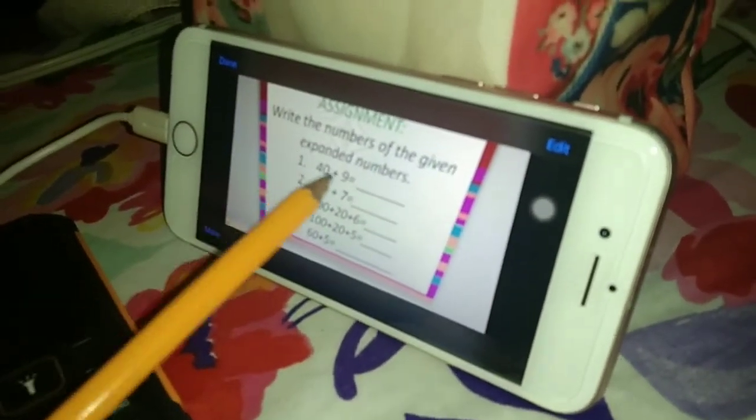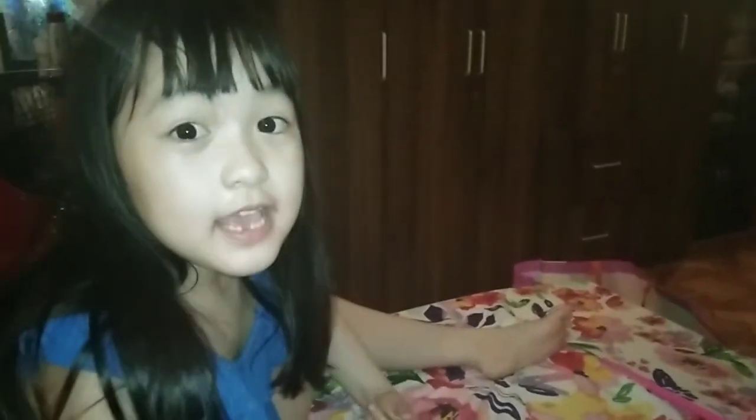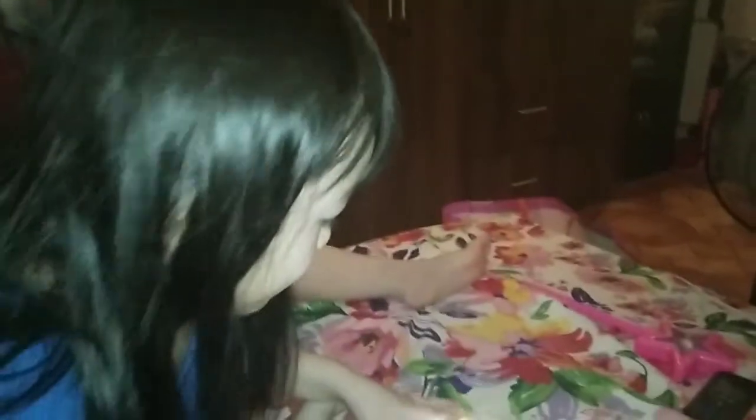Okay, so 4 plus 40 plus 9 equals 49. You put the answer in number 2. Number two. 70 plus 7 equals 77 because, you know, it is both 7. Okay, number 3.